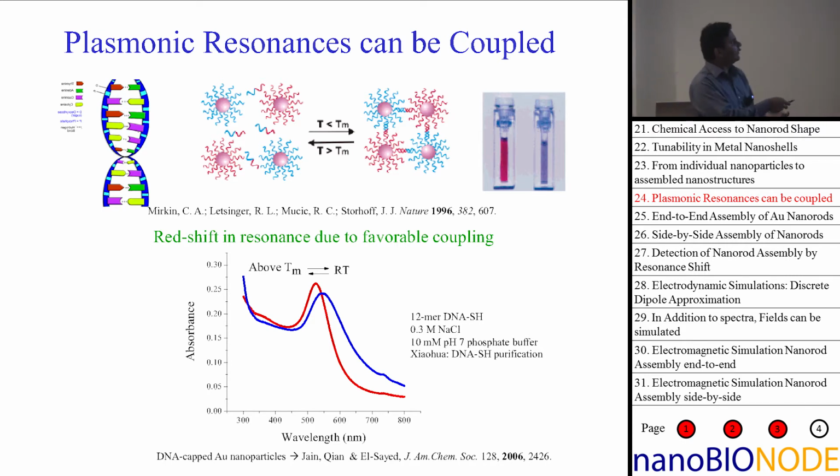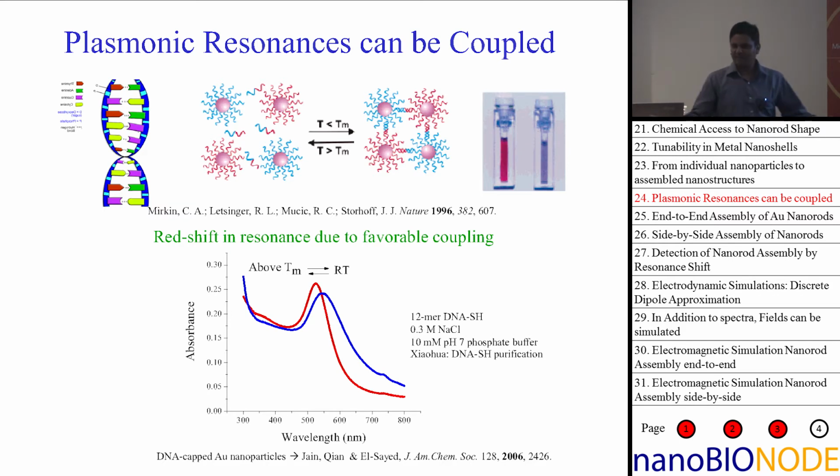So what Chad Mirkin did was he had two solutions of particles of gold. The first solution, A, was capped with single-stranded DNA molecules of a particular base sequence, okay? These were 16-mers, if I remember correctly. And then solution B was capped with thiolated DNA molecules, the thiol end attaches to the gold, of a different base sequence, okay?